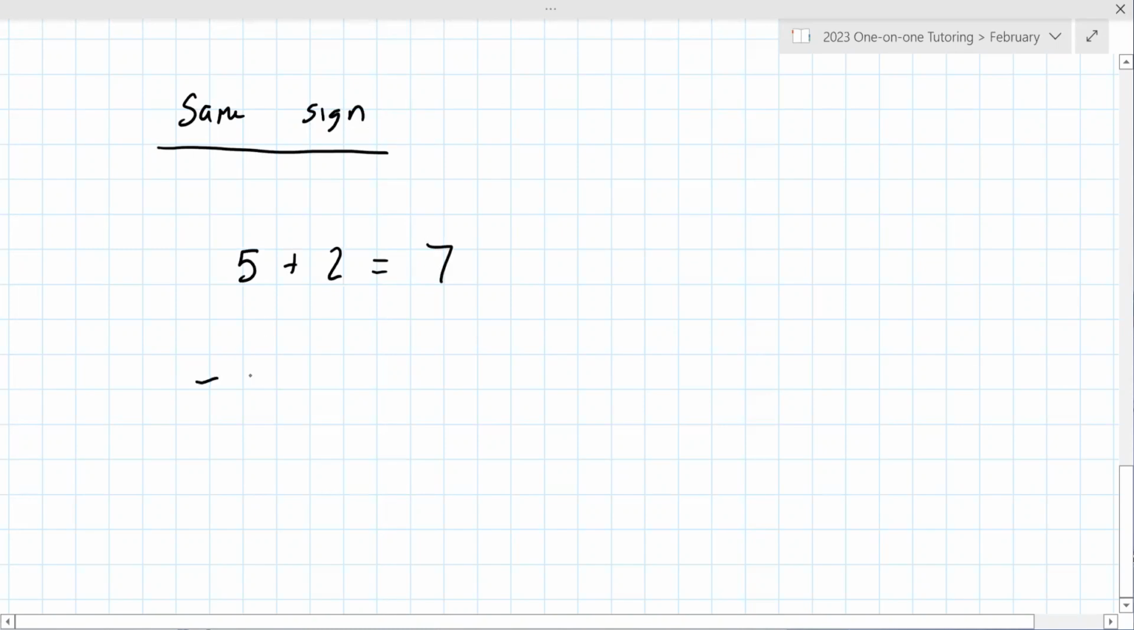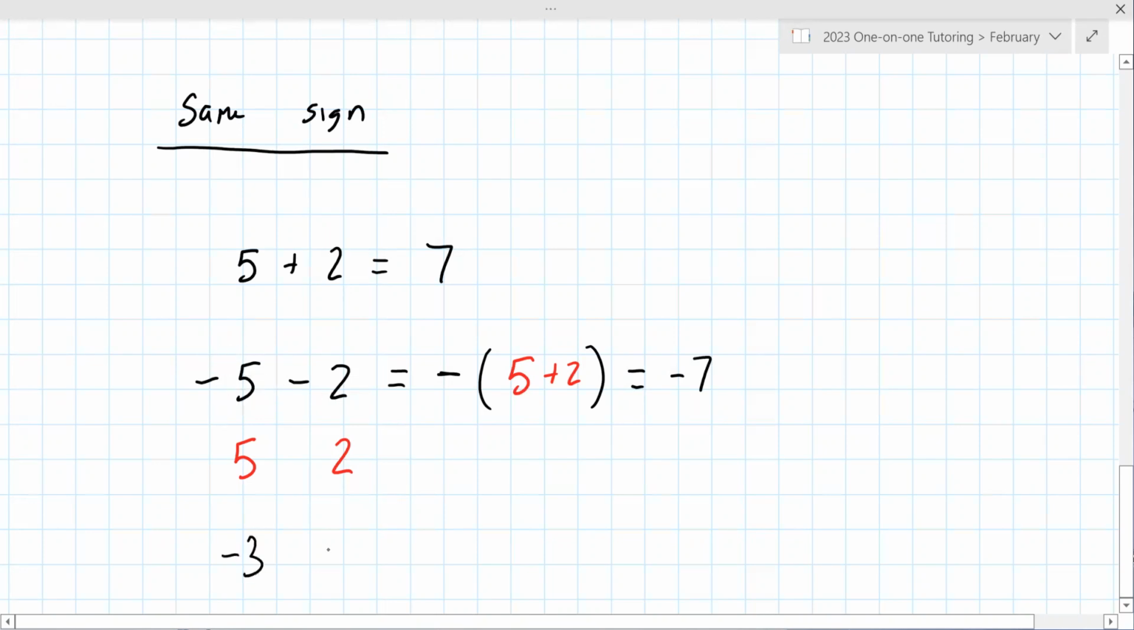But the one we're really interested in, what if they're both negative? Well, the answer is it's negative, but then you look at the numbers without the sign, like you transform them into 5 and 2, and that's what you add, 5 plus 2 to get your final answer, which is -7. So once you get the answer's negative, if they're same sign, you just add the numbers up. -3 minus 6. You're like, oh, what's 3 plus 6? It's 9, but I know my answer is negative. Is that clear?